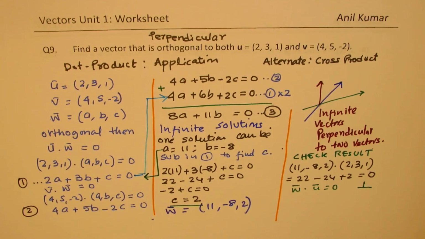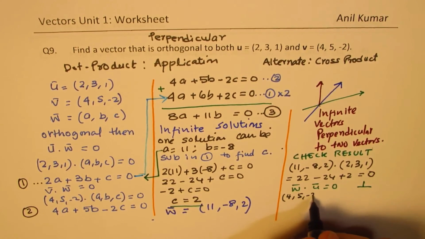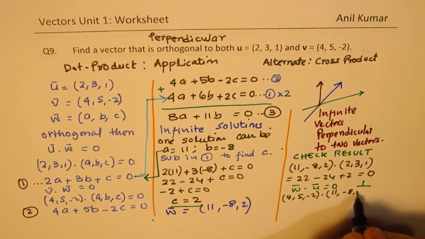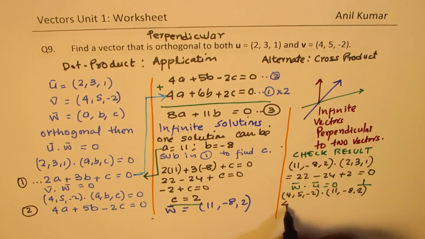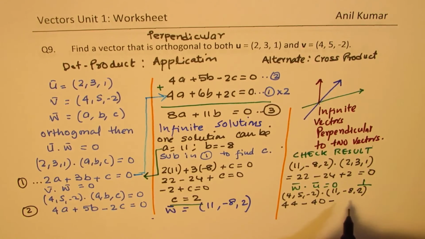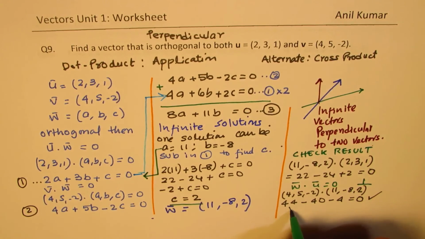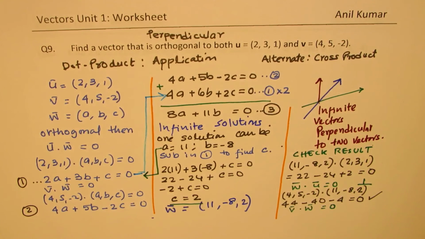You can do the same test with v also, right? So we have (4, 5, -2) dot (11, -8, 2). So that gives you what? 44 minus 40, and that is 4, minus 4 is 0, and this is also equal to 0. So that also confirms that the product v dot w is equal to 0. Do you see that part, right?